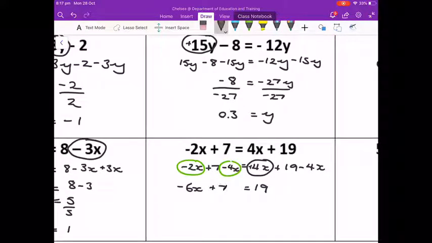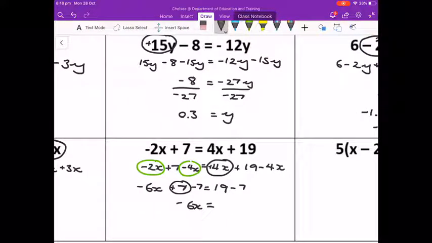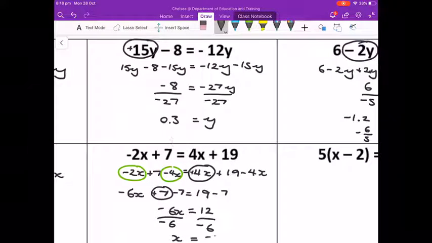Plus 7 equals 19. Again, now we're going to move that plus 7. The opposite of adding 7 is taking 7 from both sides. And negative 6x equals 19 take 7, which is 12. Divide both sides by negative 6 to get a positive value of x, and 12 divided by negative 6 equals negative 2.